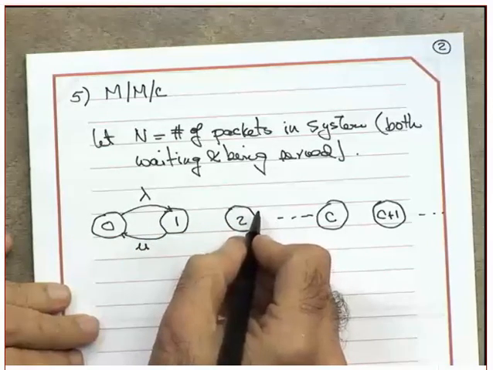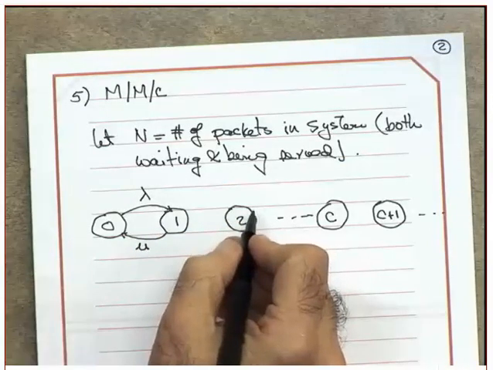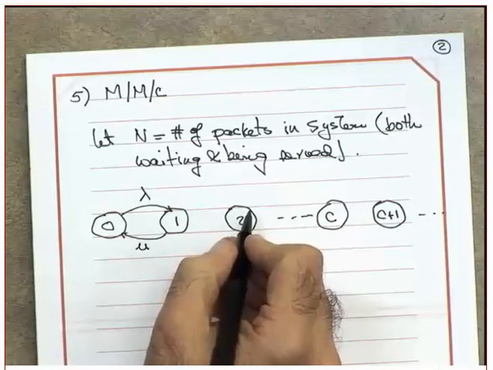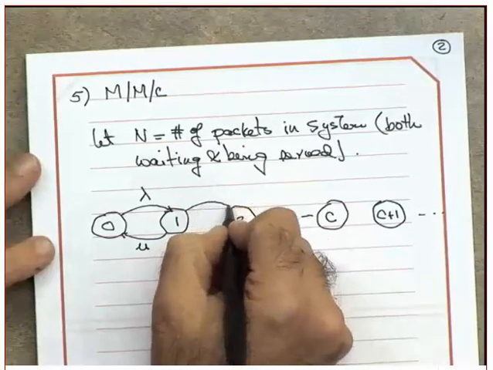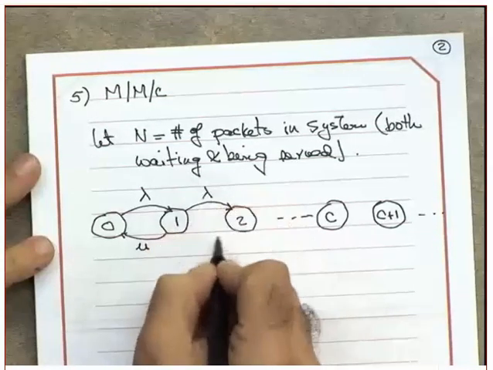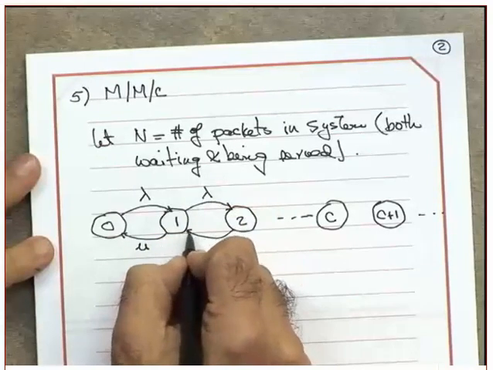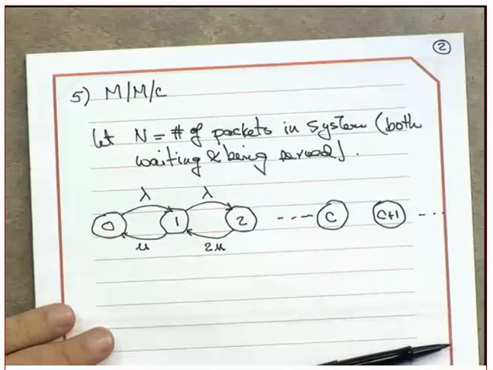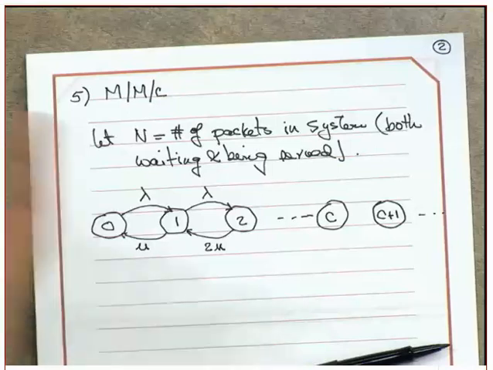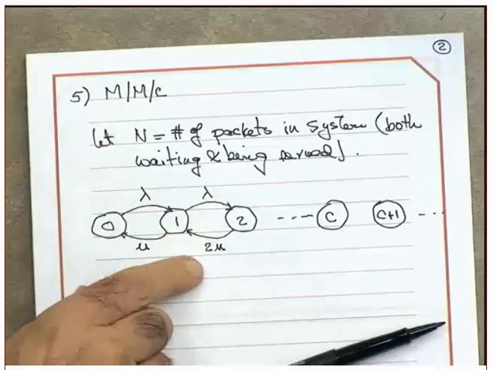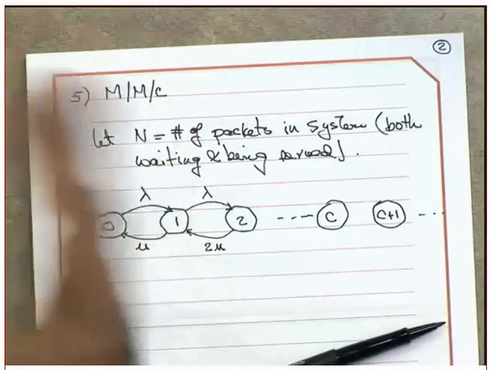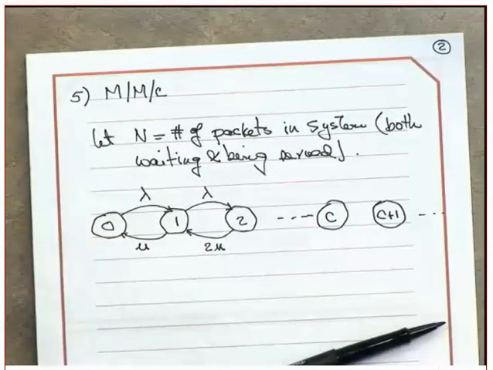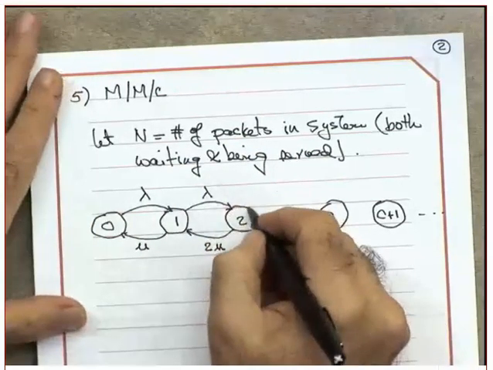Another packet came. Is the second packet waiting or being served? He is being served, because we have C servers. Clear? So this is lambda. Be careful, what is this? 2 mu. I think I explained this one to you in the morning. Do you remember it? When we say 2 mu, it means which server finishes first: the minimum service time. Clear? 2 mu.